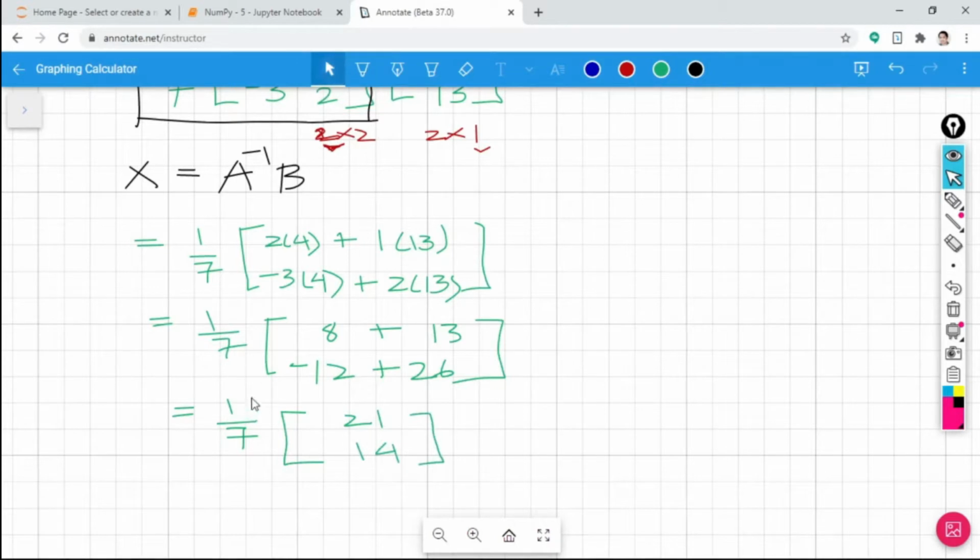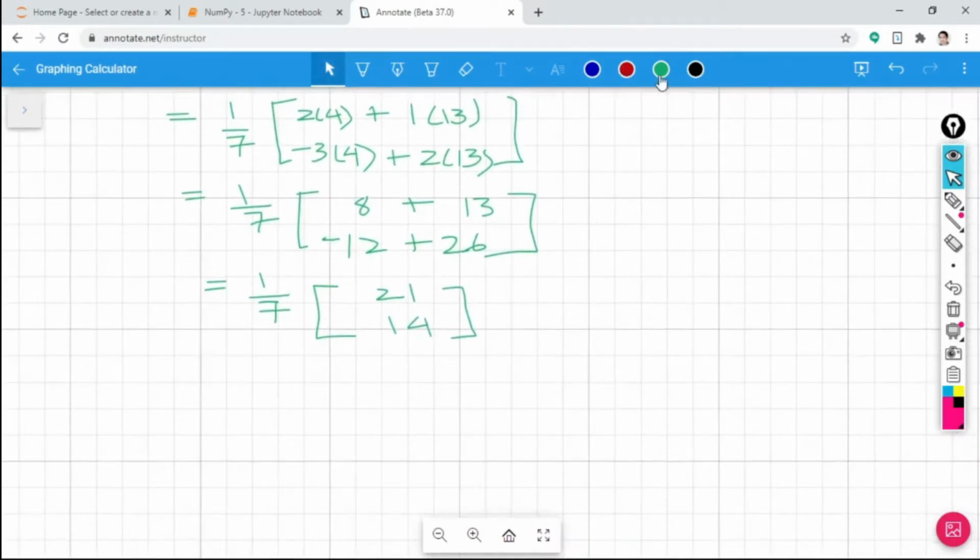Okay. Then we multiply this one. So 1 over 7. So we multiply. So we distribute this one. So let me erase this one. So if we distribute this scalar value of 1 over 7 to this specific matrix, we will have 21 over 7, and we have 14 over 7.